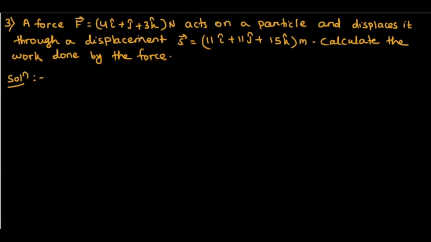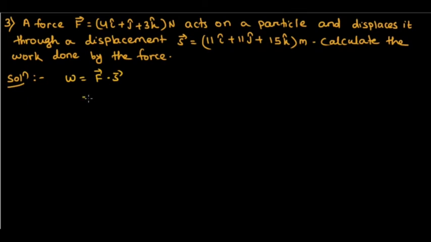तो एक force given है and due to that force a body is displaced through a displacement S equal to this much, 11I cap plus 11j cap plus 15k cap meter. And we have to find or calculate the work done by the force. So students हमने previous class में discuss किया था कि work done is the dot product of force and displacement. So W equal to F dot S. So F is given in component form, S is given in component form. So by finding the dot product of force and displacement, we can calculate the work done.